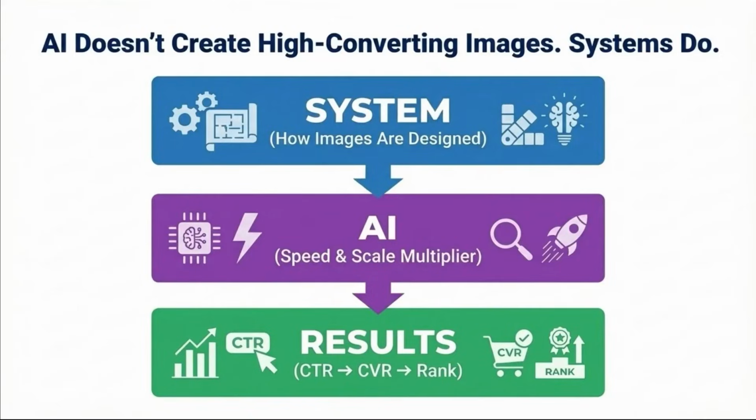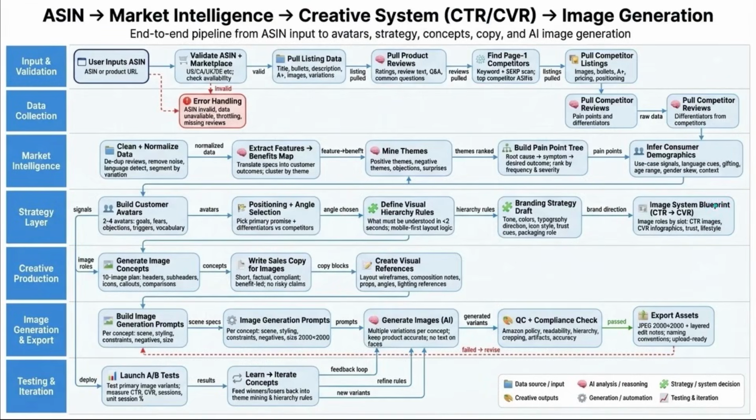Super important thing. The first thing that I want to share with you guys is that AI does not create high converting images. It's the systems that do. AI can only help you speed and scale. It's just a speed and scale multiplier. But how the images are designed, the high converting images, it's the system which will help you get them. It's a misconception that the AI will help me increase the sales. It's the system which will do. Right. And I'm going to share this exact system that I've built that you can use to generate high converting images.